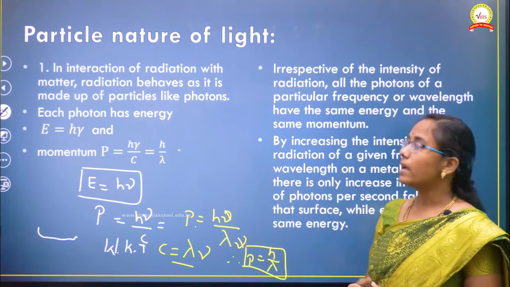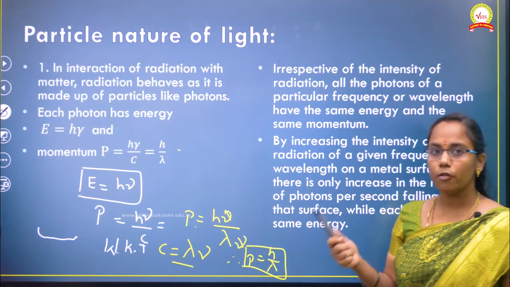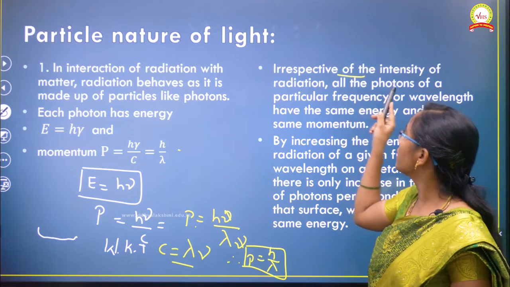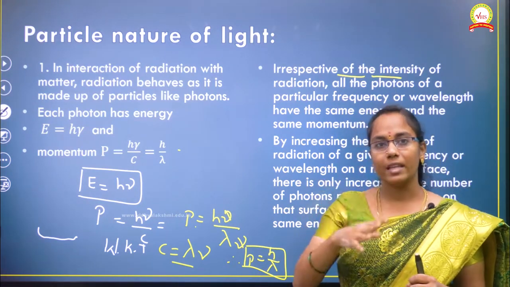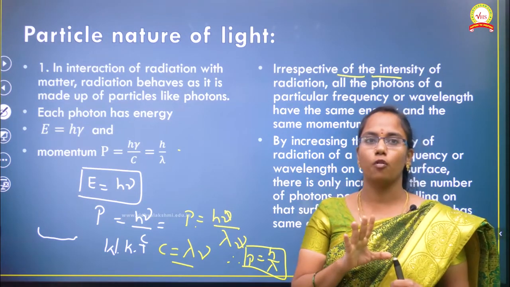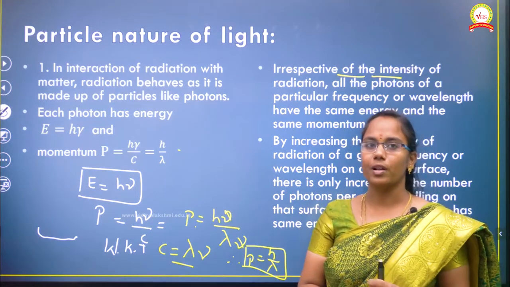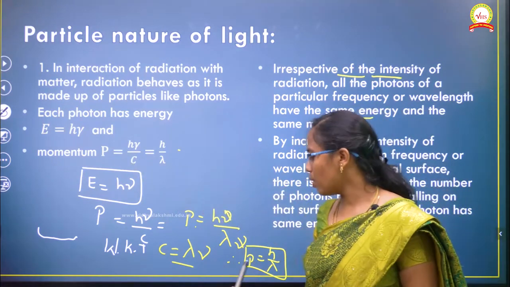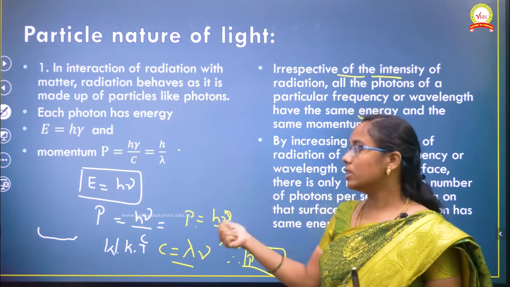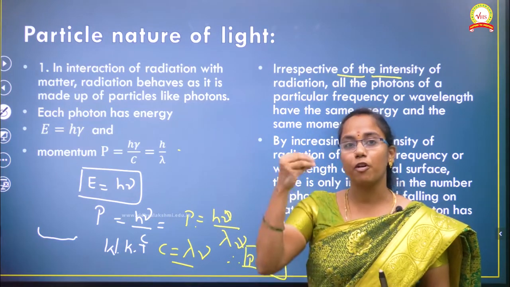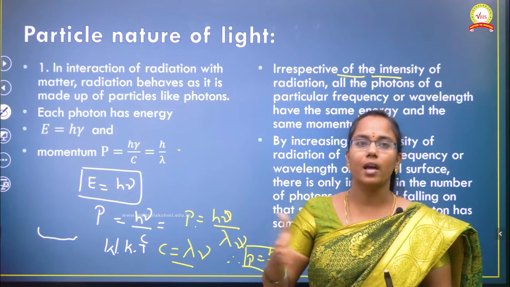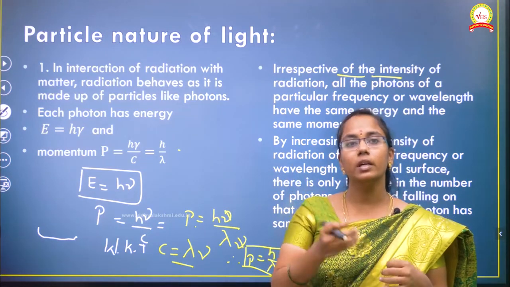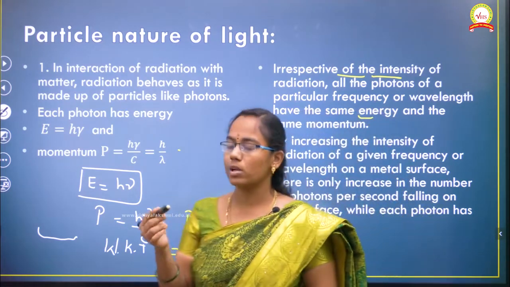Then the second property is, irrespective of the intensity of radiation, all the photons of a particular frequency or wavelength have the same energy and the same momentum. The meaning is, irrespective of the intensity, we have to remember that. If you increase or decrease the intensity but with the same frequency and wavelength of light, then all the photons present in that light source will have the same energy h nu and the same momentum h by lambda. This we have seen from the effect of intensity and effect of potential on the electrons emitted from the metal surface, right? We have seen the emitted electrons do not depend upon the intensity, whereas they depend upon the frequency. I hope you remember the graph.